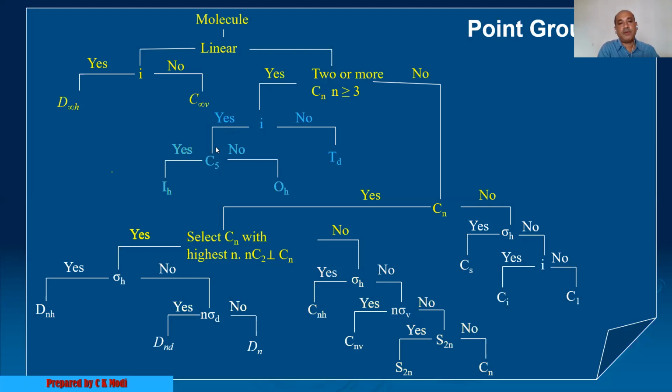it also consists of C5, then the point group of this molecule is icosahedral. If C5 is absent, then the point group is octahedral. If the center of symmetry i is absent, then the point group is tetrahedral. Now, if subsidiary axes are present along with sigma h, then the point group is Dnh. If sigma h is absent and n sigma d planes are present, then the point group is Dnd. If sigma d is absent, then the point group is Dn.